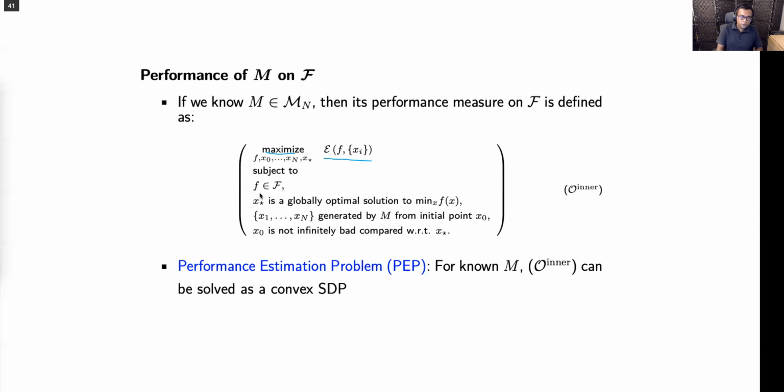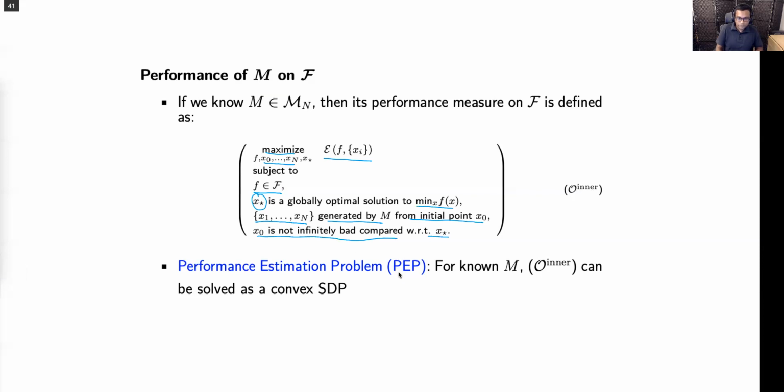What are our decision variables? One decision variable is that it needs to be done over all the functions f in the function class. We are also trying to figure out the worst case behavior of the algorithm. So the points generated by the algorithm itself are part of our decision variable set. This is where we say that x1 to xn are generated by M from the initial point x0. We need to encode that x0 is not infinitely bad compared to x star. And of course, we need to compare it with something, which is the globally optimal solution x star to the optimization problem that we are interested in solving.